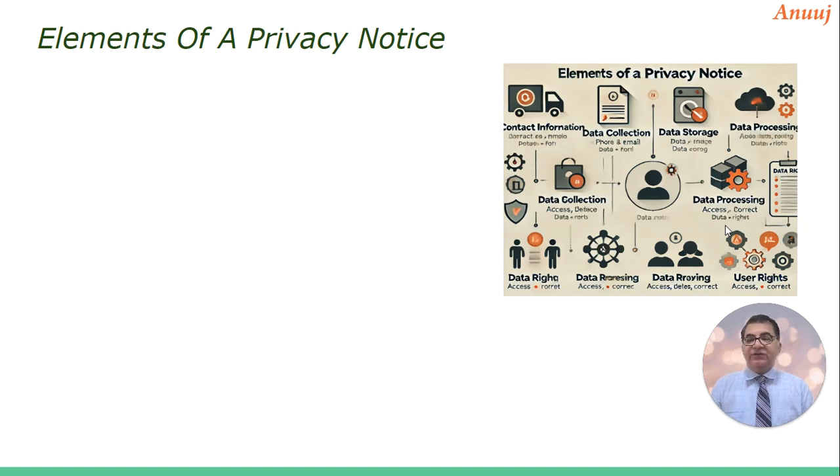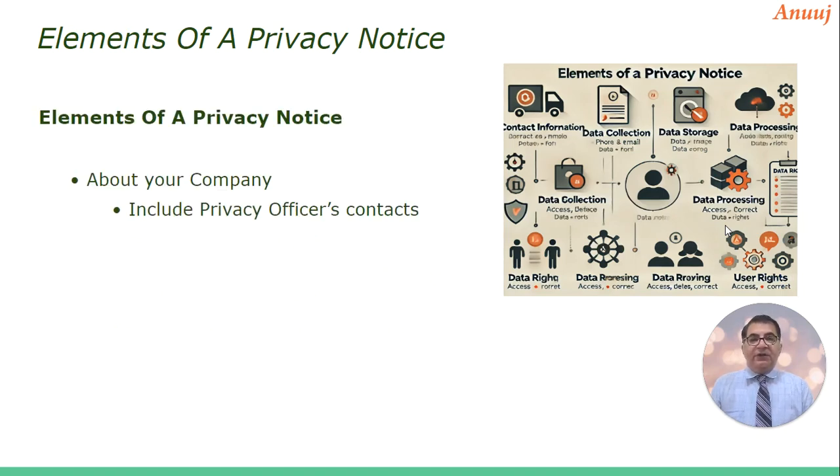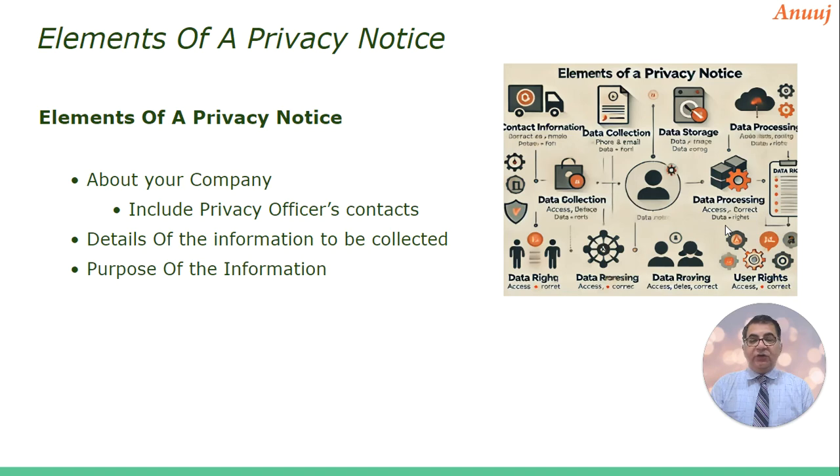Now, what are the key elements of a privacy notice? The privacy notice should inform, of course, the basic details of which company is issuing it. It should definitely include the contact details of the privacy officer, so that if I am not satisfied with the way my information is being handled, I know whom to contact. This could be a DPO as well. It should provide me with the information of how and what information you are going to collect, what is the purpose of collecting this information, how will you use this information, right?